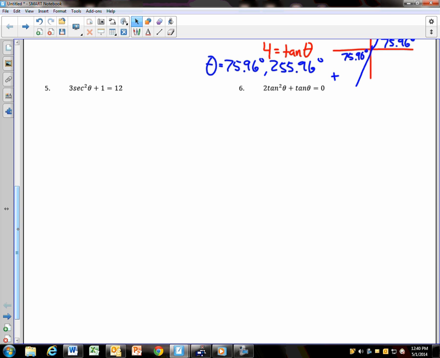What's different about these? You've got squareds. And we know how to solve things with squareds, especially this first one. You would subtract the 1, 3 secant squared of theta is equal to 11, and then divide both sides by 3. So secant squared of theta is equal to 11 thirds. You now have two options. Can you name one of them? Square root both sides. What's the other option?